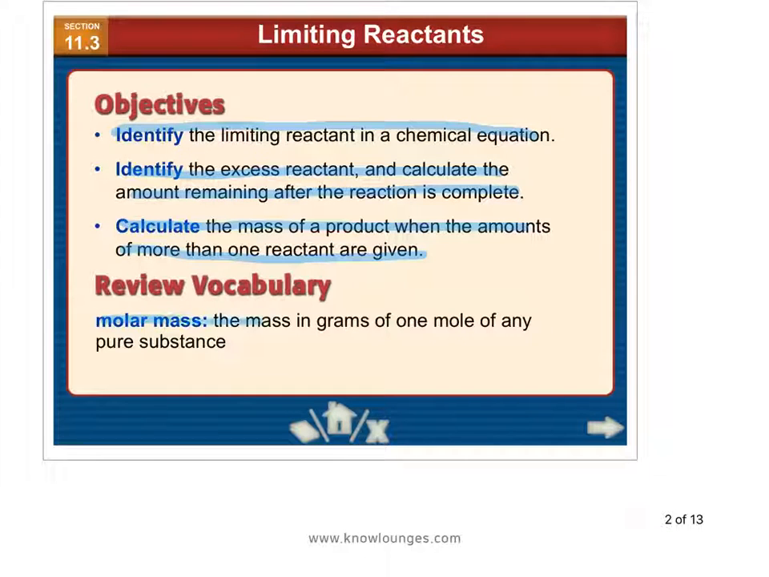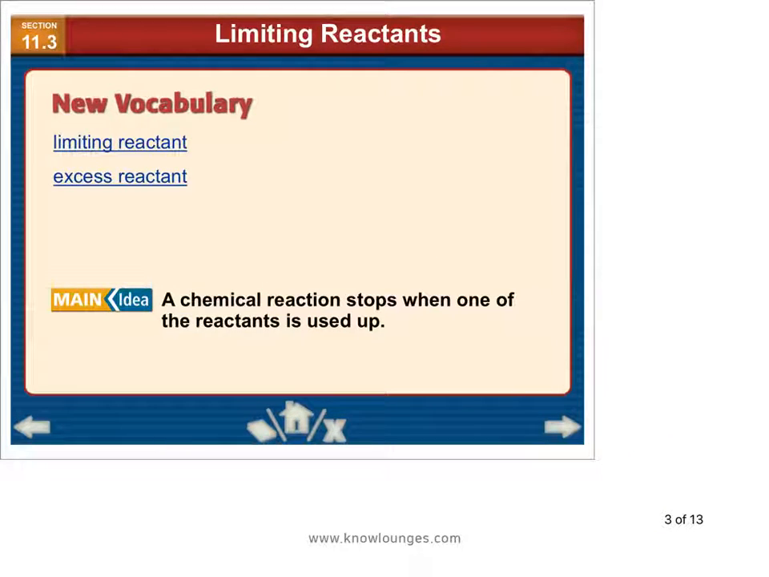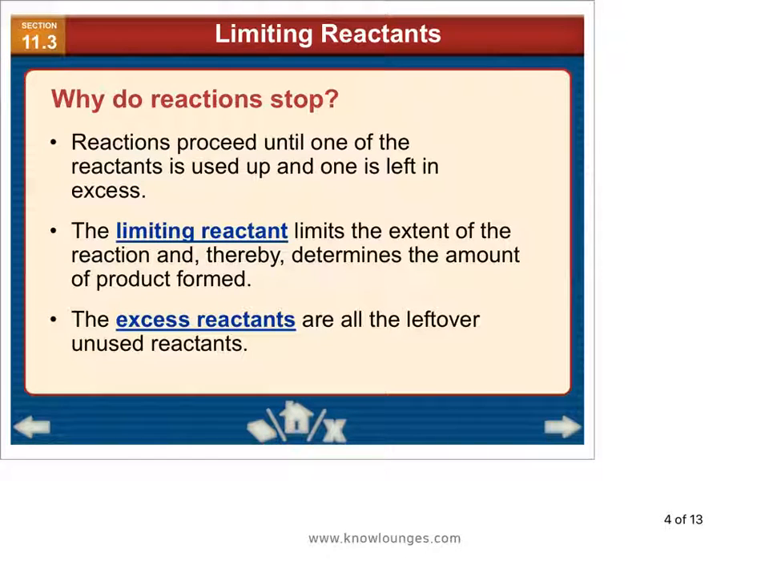Review vocab: you need to know what molar mass is, the mass in grams of 1 mole of any pure substance. New vocab we'll be getting to: limiting reactant, excess reactant. The main idea: a chemical reaction stops when one of the reactants is used up. So reactions will proceed until one of the reactants is used up and one is left in excess. A limiting reactant limits the extent of the reaction, thereby determining the amount of product formed.